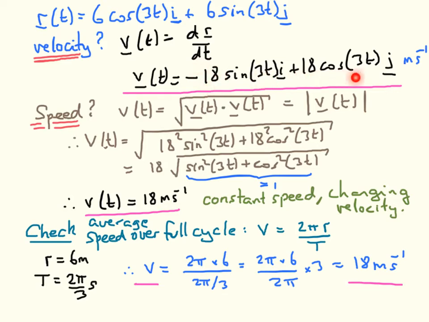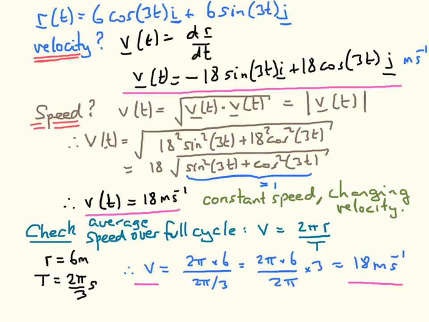And in a similar way here we get plus 18 times the cosine of 3t, and the units are meters per second. So that's the velocity vector, and it clearly changes with time. The values of the sine and the cosine functions change.